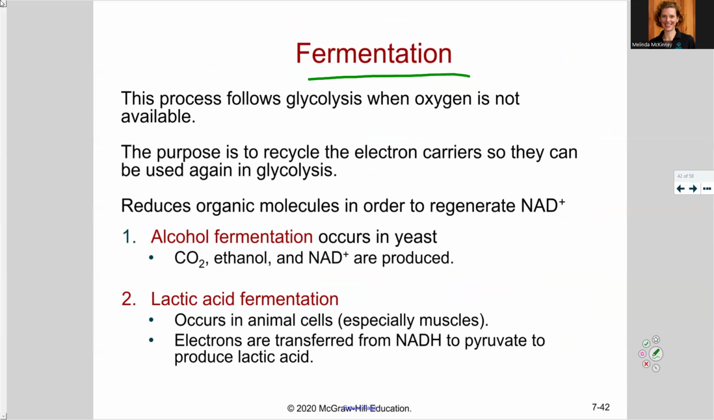Okay, so the two types of fermentation follow glycolysis when oxygen is not present. Okay, so some organisms can switch between using it and not using oxygen. Others are just all one way or another. Okay. But the purpose is to recycle the electron carrier, specifically NAD+, so we can continue using it again in glycolysis.